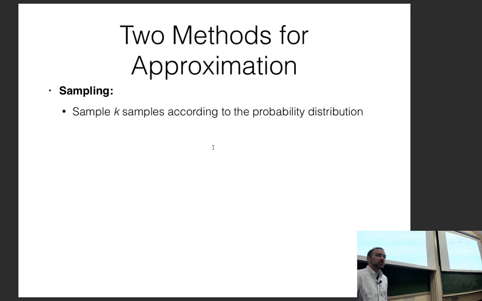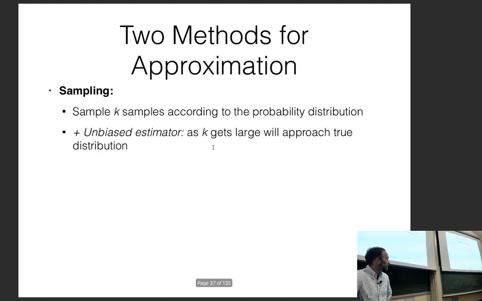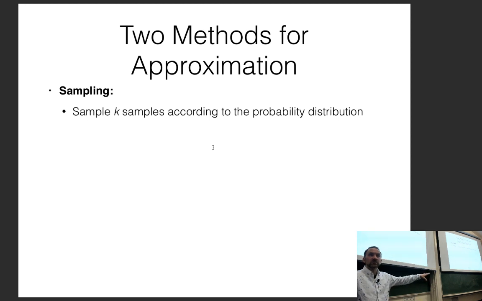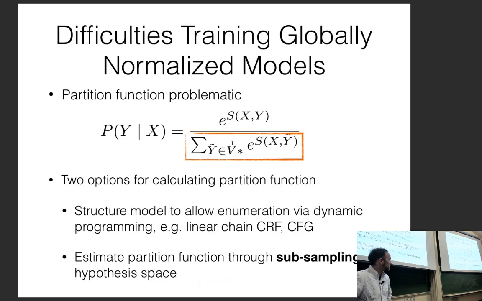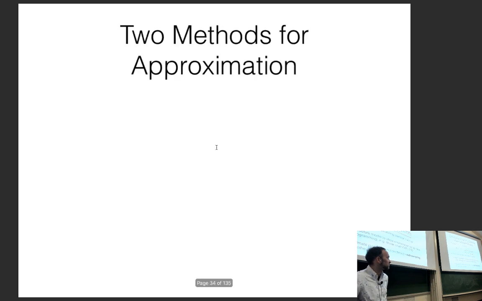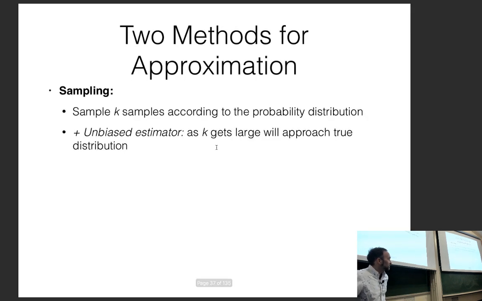Basically, we sample k outputs, let's say k sentences if we're doing a sequence-to-sequence model, according to the probability distribution. Then we use this to approximate our partition function. So instead of summing over all of the things in the vocabulary, we sum over k samples. The advantage of this is that it gives us an unbiased estimator: as k gets larger, this will approach the true distribution.